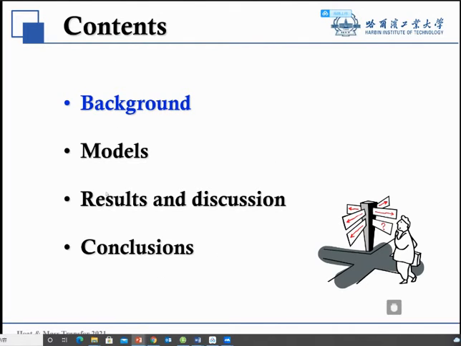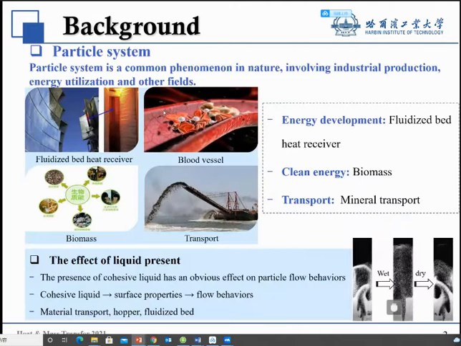The second page, we show the contents of the oral presentation. We can have a look at this page. The contents we write down at the top of the page. This is the title, and the 4 part names we put in the middle of the page. So if you do the PPT, you should arrange the page clearly.